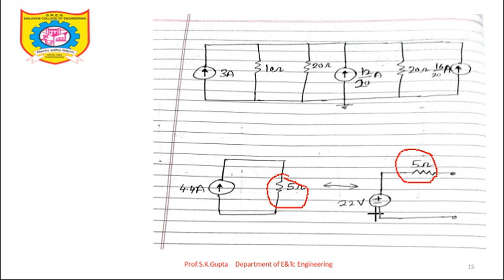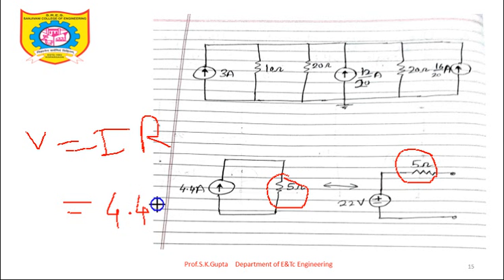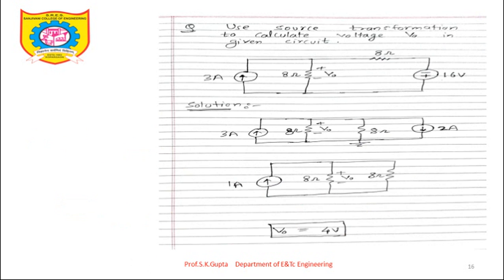But what about voltage value? Voltage value is nothing but current into resistor. So voltage equal to current into resistor. And current value is 4.4, resistance value is 5. So 4.4 into 5. So its value is 22 volt. So in this fashion, I have replaced that complete circuit by a single voltage source in series with a resistor.